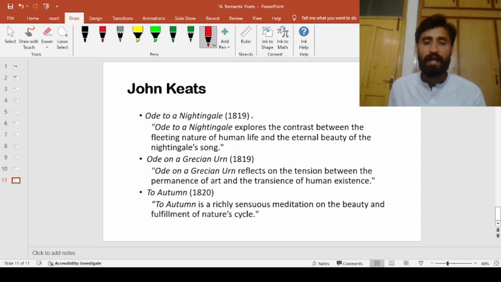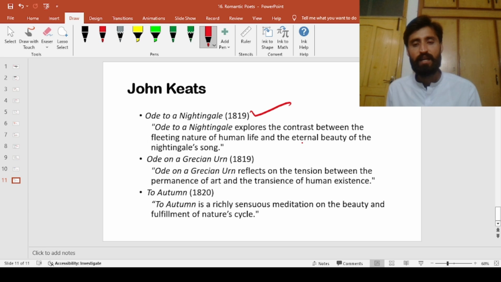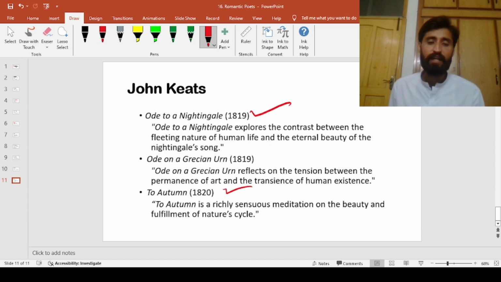Now, Ode to a Nightingale, his prominent work, contrasts the fleeting nature of human life and eternal beauty. Ode on a Grecian Urn, written in 1819, reflects on the tension between the permanence of art and the transience of human existence. And To Autumn. To Autumn is a richly sensuous meditation on beauty and the fulfillment of nature's cycle.